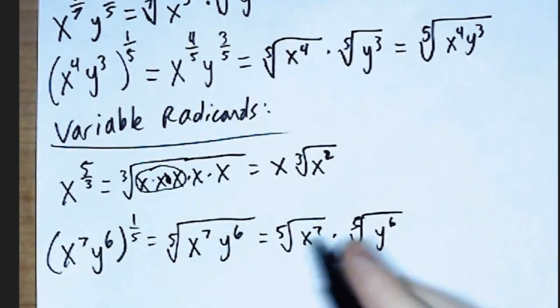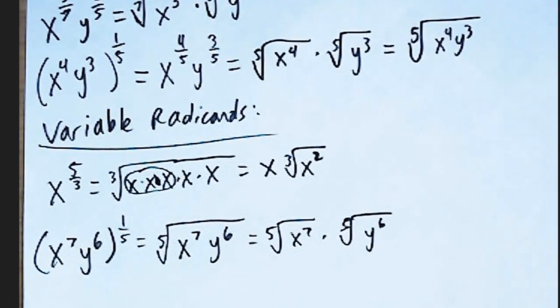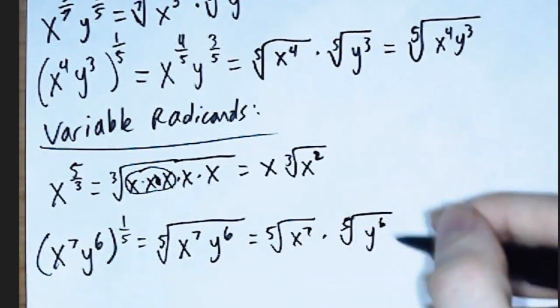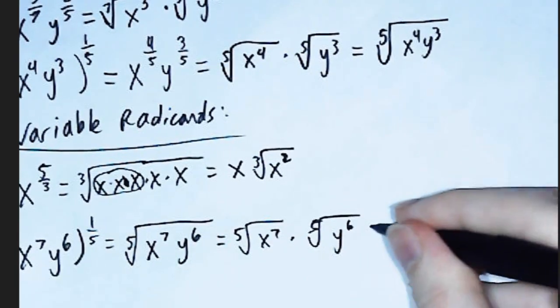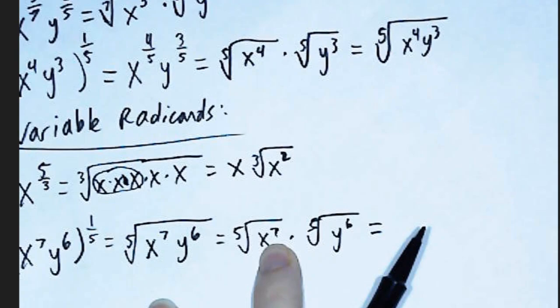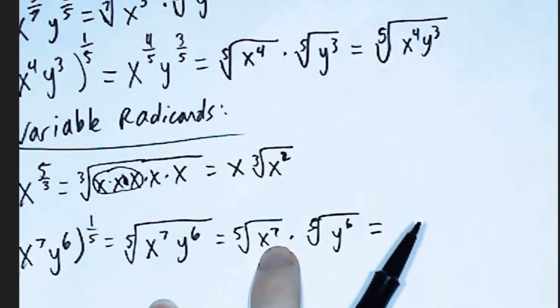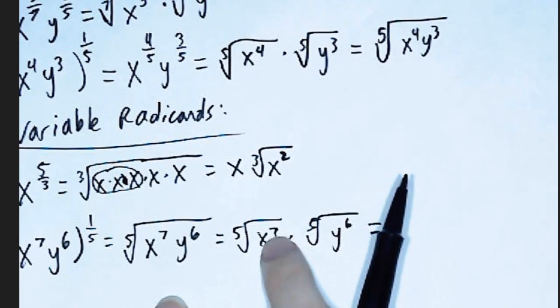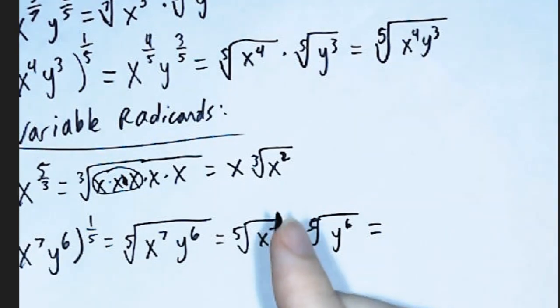Alright, and I do want us to get into the habit of breaking these apart, because when we get to the next problem, actually, we're going to have to break this apart a lot. Okay, so let's think about this separately. X to the 7th is underneath. We have the 5th root of it, which means we're looking for groups of 5. If we have 7 x's, how many groups of 5 are there? There should be 1 group of 5.